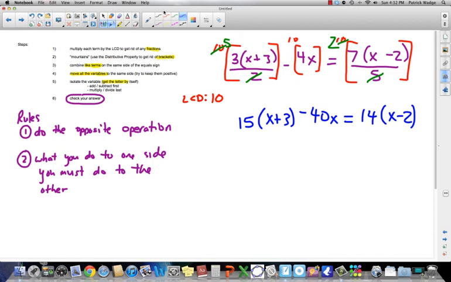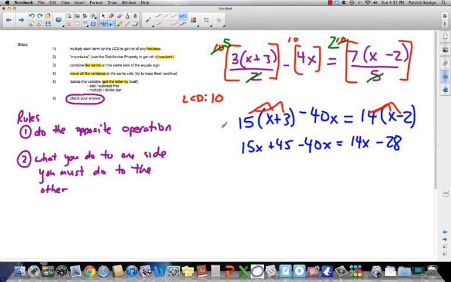All right, next step, get rid of the brackets. So we have to do our mountains. Mountains there, mountains there. 15 times x is 15x. 15 times 3 is 45. Still have a minus 40x equals 14 times x is 14x. 14 times negative 2 is negative 28.